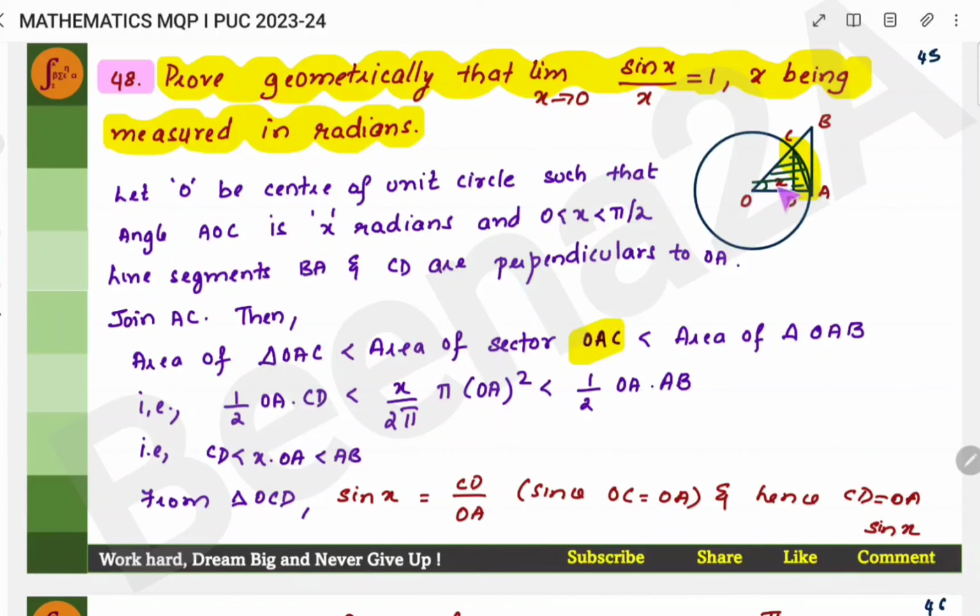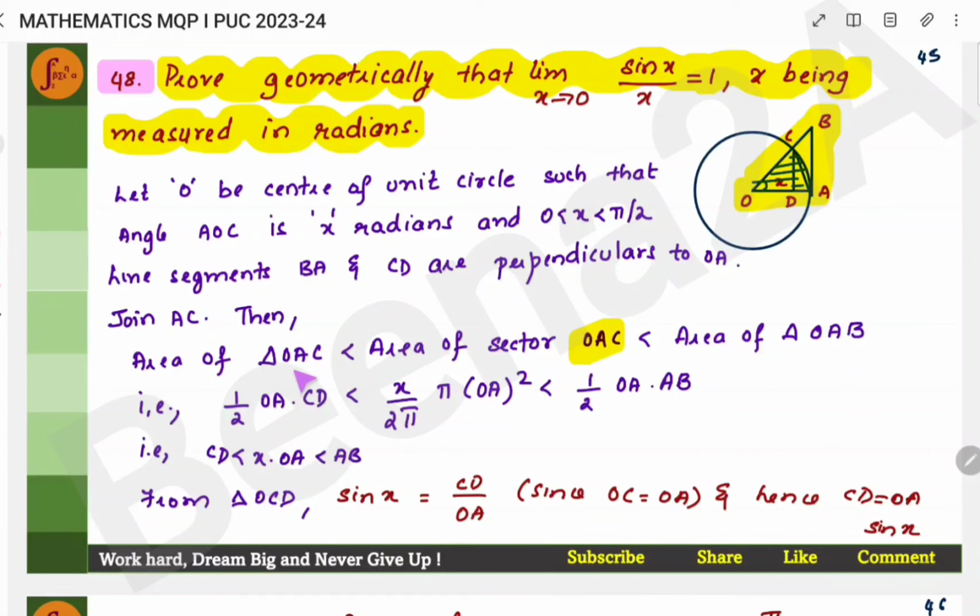So this triangle will be less than this entire sector, this entire portion, right? The triangle is only OC, OA and AC. This area is lesser than the entire sector OAC, and this is again further lesser than OBA, this entire big triangle, right?